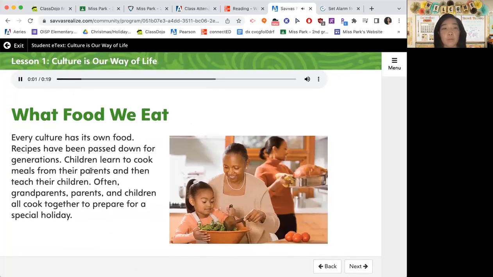What food we eat. Every culture has its own food. Recipes have been passed down for generations. Children learn to cook meals from their parents and then teach their children. Often grandparents, parents, and children all cook together to prepare for a special holiday.